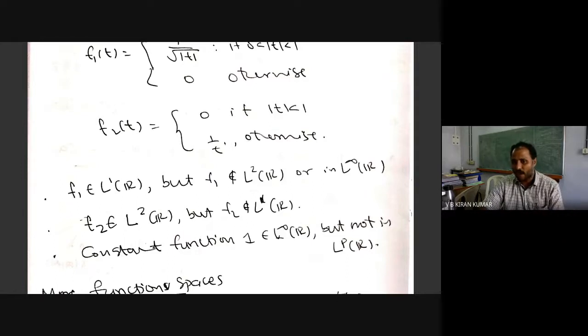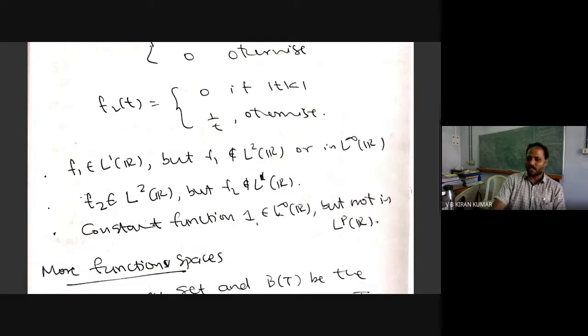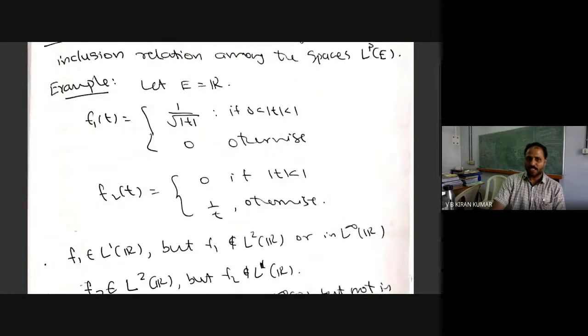If you square it, 1 by t square will come. So log t will not appear. If you don't square it, what happens? It will not be finite. That is a problem. So it will not be in L1, but it is in L2. Similarly, a constant function is in L infinity, but not in any Lp. So these examples tell you that there are elements in L1 which are not in L2, there are elements in L2 which are not in L1 and so on. So anything can happen when the measure of E is infinity.